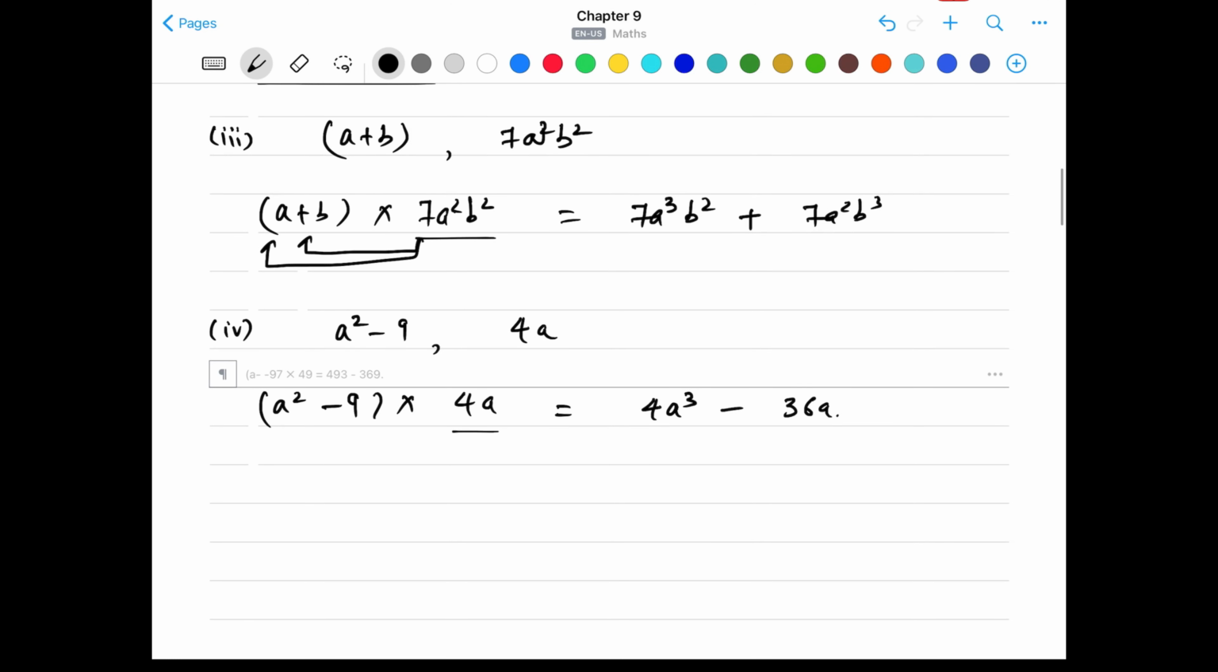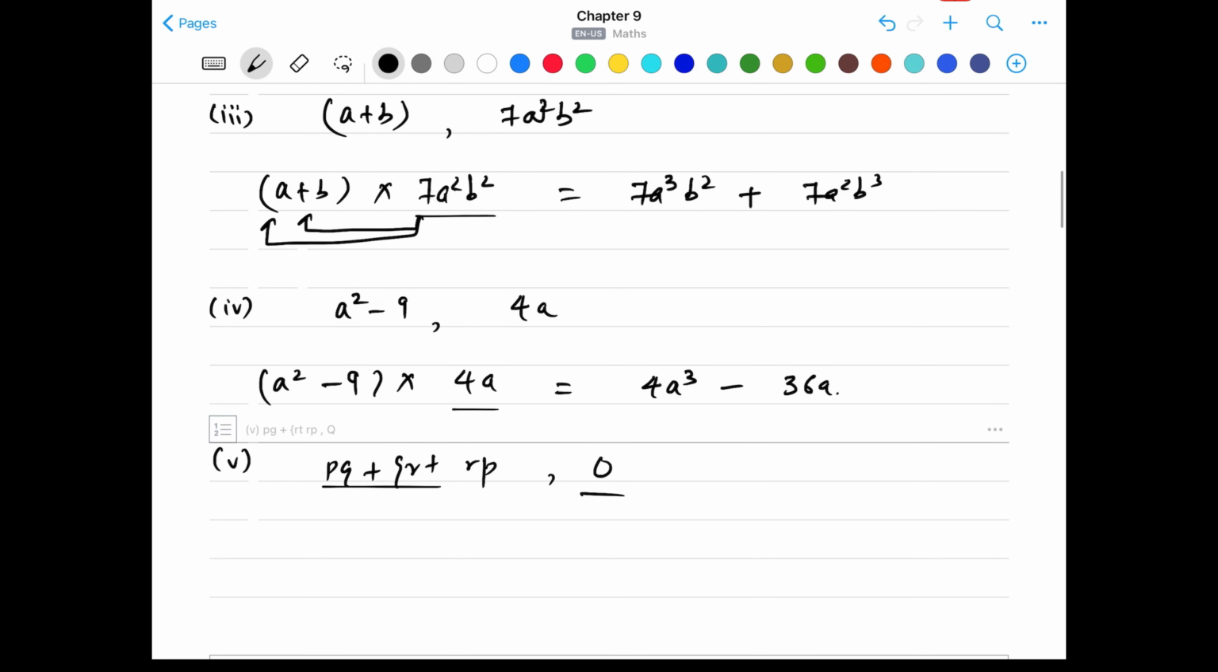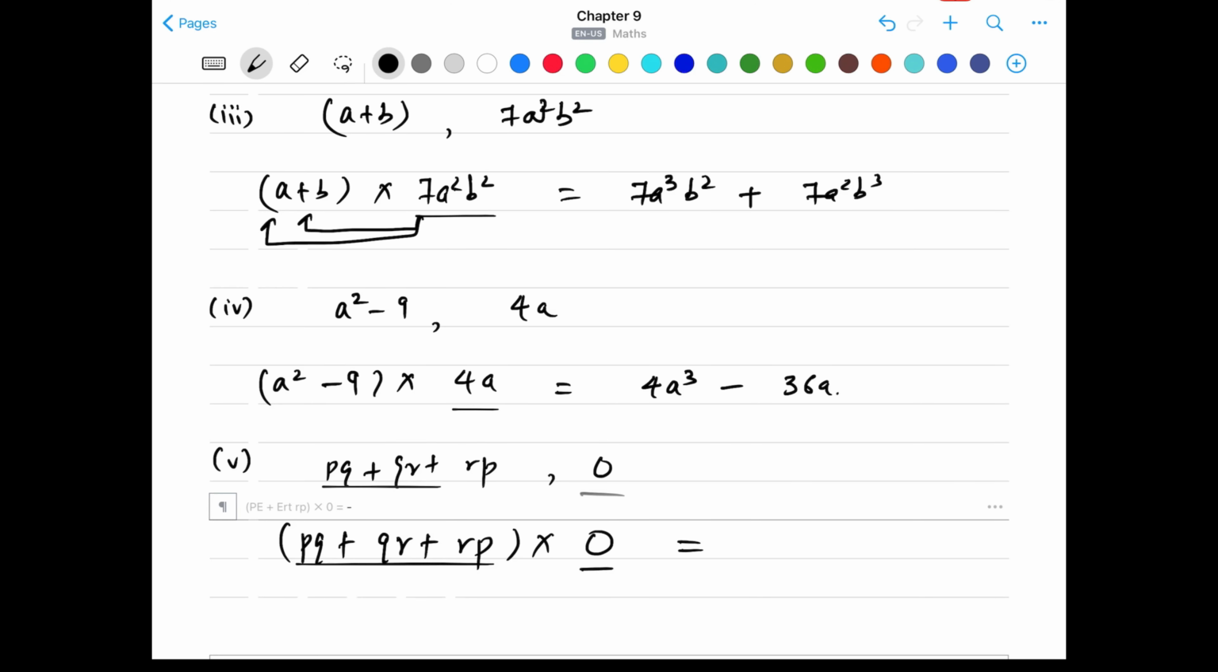Now let's see part 5. Here we have to multiply pq plus qr plus rp by 0, and we know that anything multiplied by 0 will always result in 0. Okay, so we'll write this first in the multiplication form, that is pq plus qr plus rp multiplied by 0, and since we are multiplying this expression by 0, the result will be 0. We know anything multiplied by 0 will be 0. So that's the answer of question number 1 of exercise 9.3.